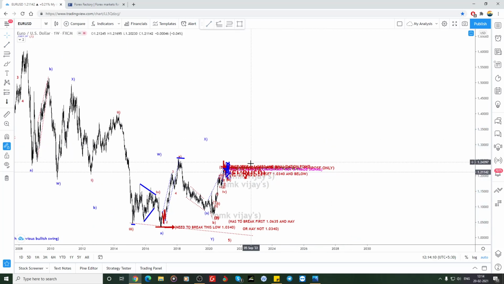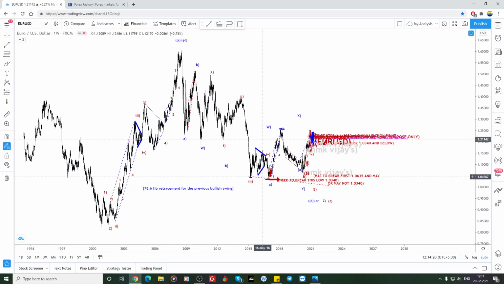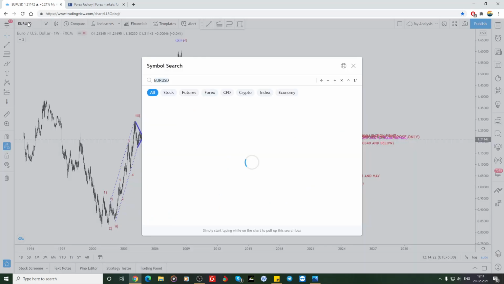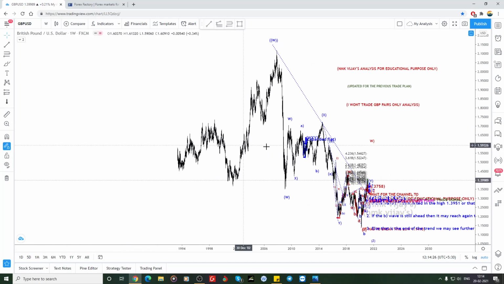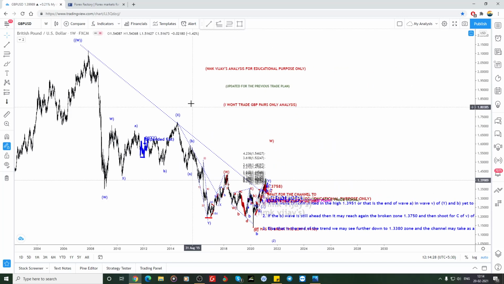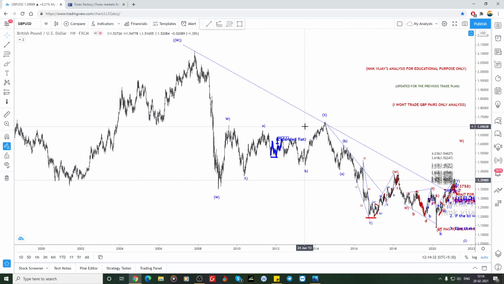So as of now, after that five waves completed, I'm expecting a down three-wave structure. So once the ABC is over, I'm expecting the downside. So this is my view in EUR/USD. Next we will move on to GBP/USD. So that is also the same pattern. Here also I need to explain.